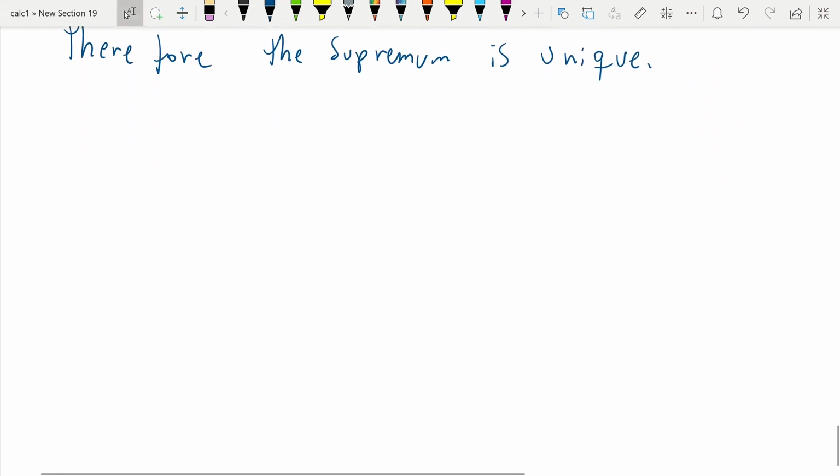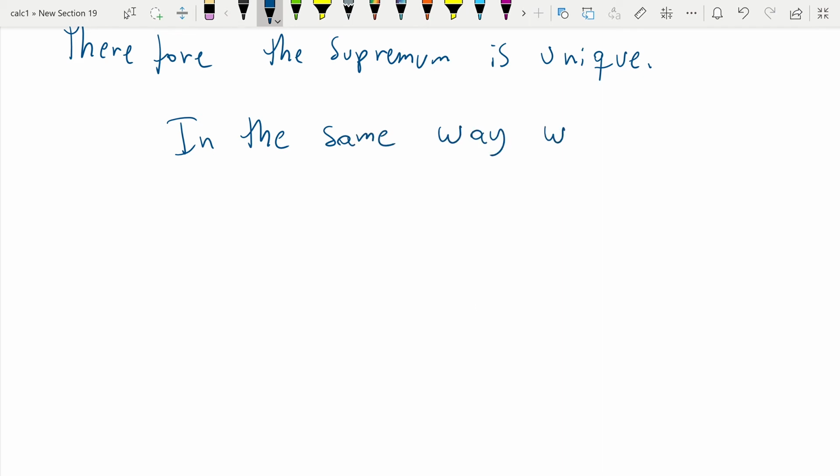Okay, so we can say the same thing about the greatest lower bound. So the infimum for a set is unique.